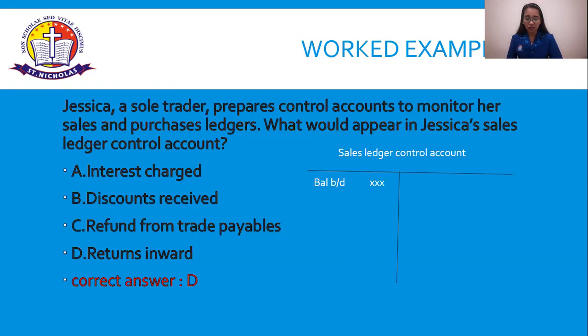So the increase is on the debit side, so the normal balance is on the debit side. So what transactions can increase our sales ledger control account? One of them is the credit sales. So if we have many, the total of our credit sales can increase our trade receivable. What can decrease our trade receivable? Of course, when there are returns inward or sales returns, that could decrease our trade receivable, and also discount allowed, and also when the customer pays the debt, it will decrease our trade receivable. That's why the correct answer is D, returns inward or credit sales.